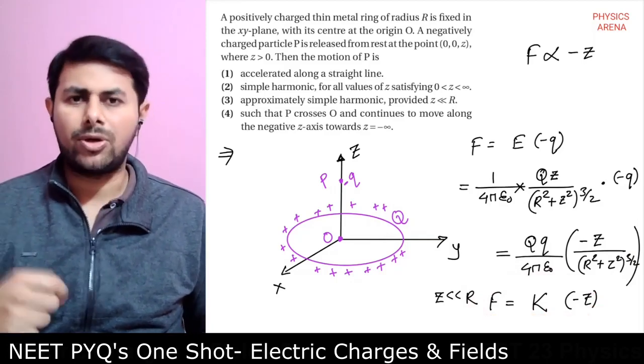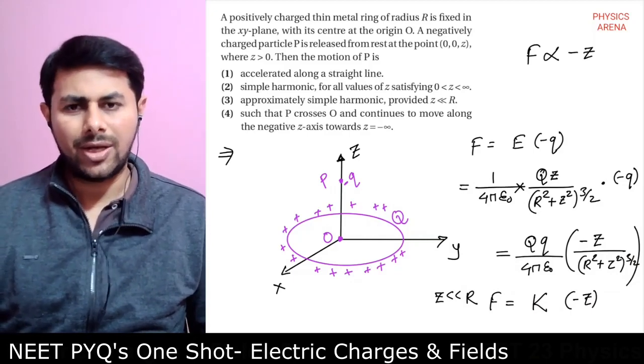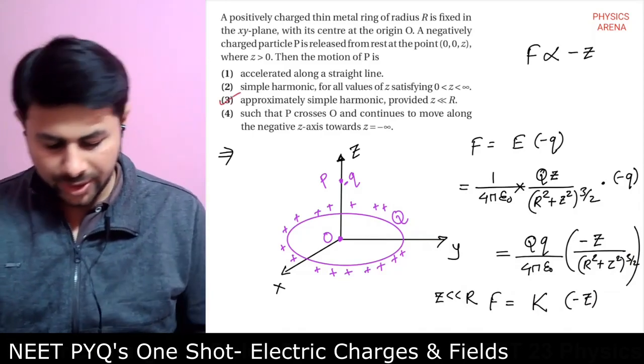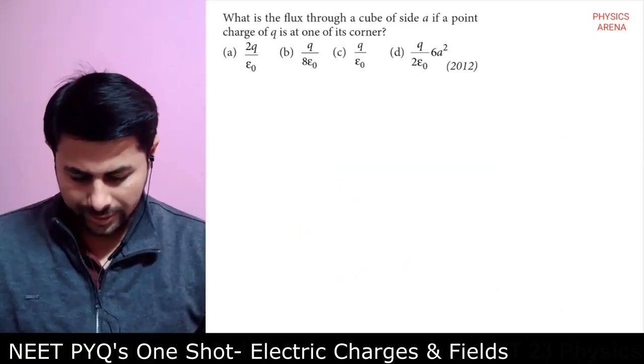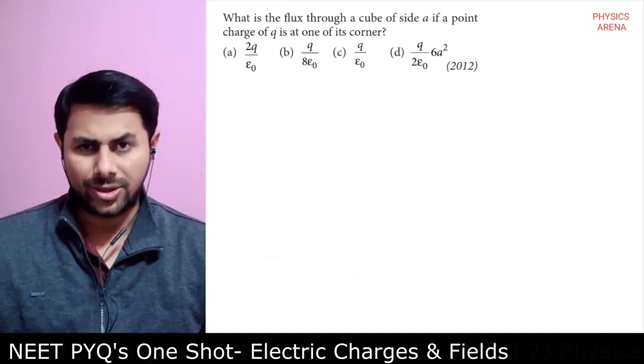So anything which follows Hooke's law performs which kind of motion? It performs simple harmonic motion. So the answer is option 3. Right. So let us solve some problems based upon the electric flux and Gauss's law.